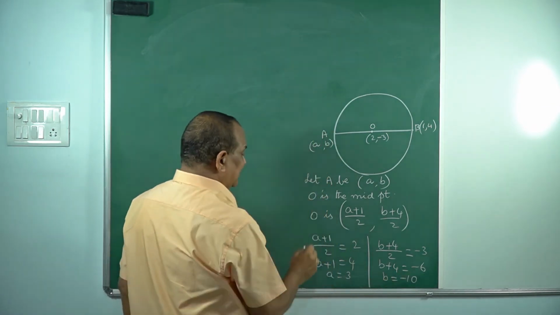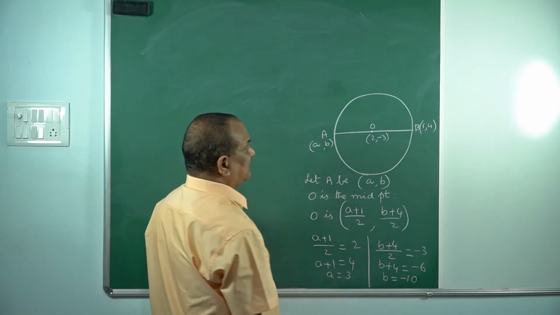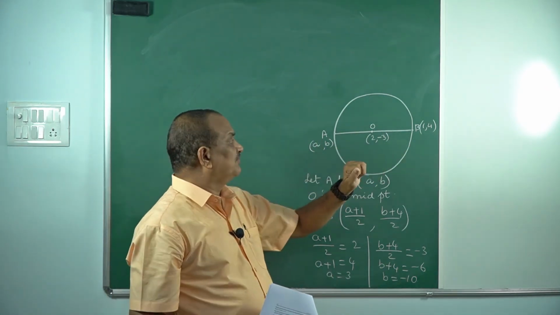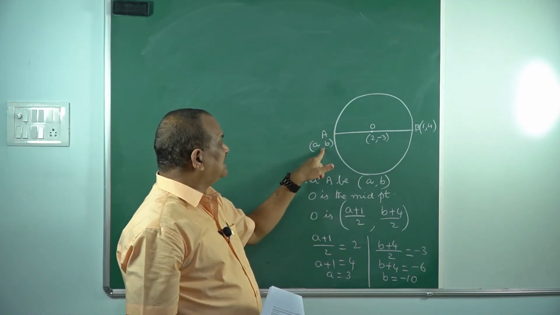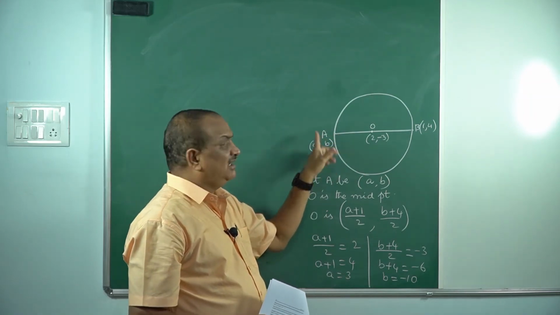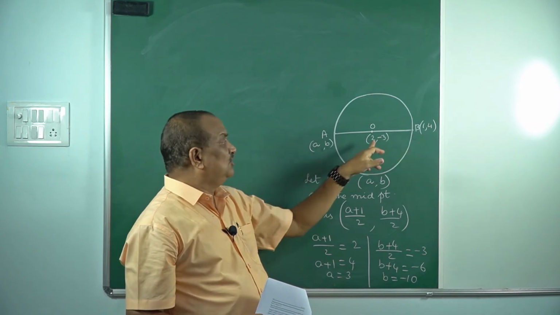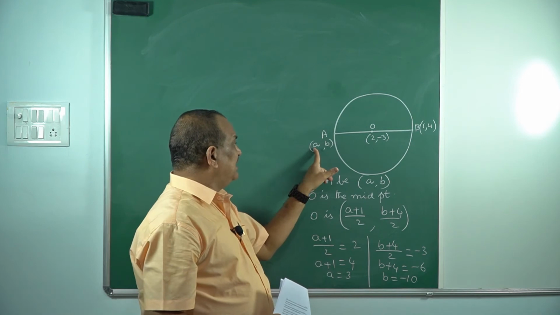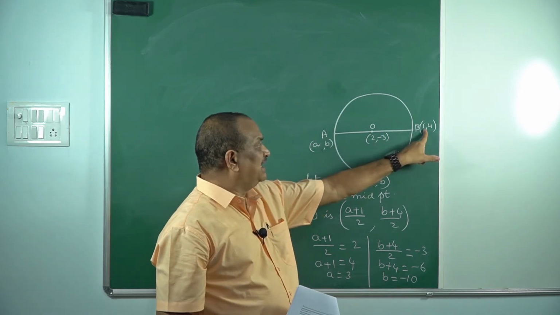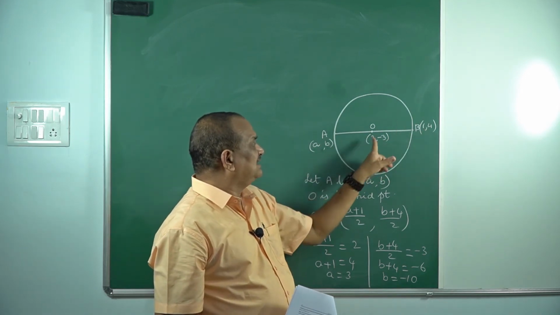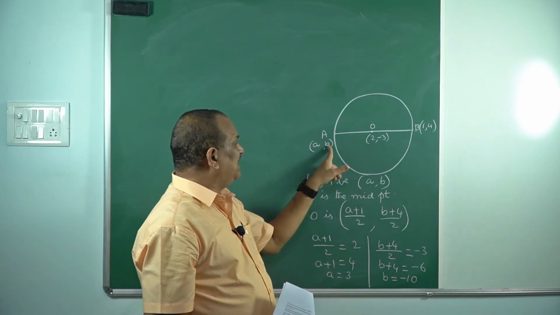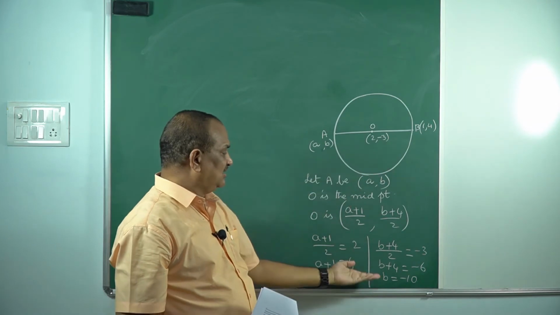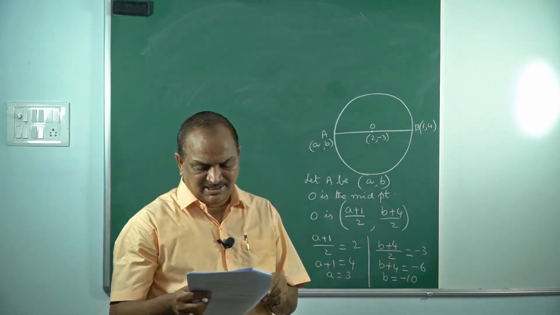So where is A now? 3, -10. I repeat this point, actually O is the midpoint of AB, and one extreme you have to find out of the diameter, and one extreme is given, you have the center. So if you say this is A, B, A plus 1 by 2 is equal to 2. B plus 4 by 2 is equal to -3. Okay, that's how we got that A and B.